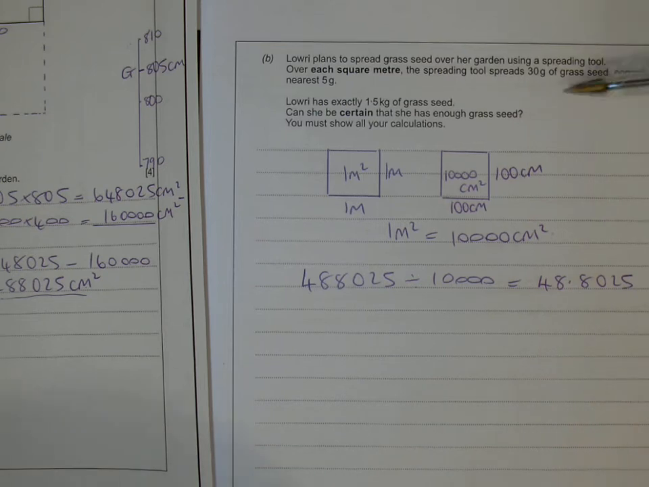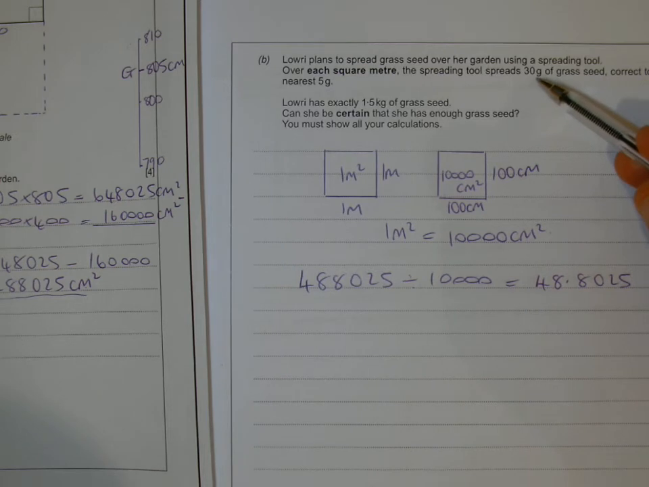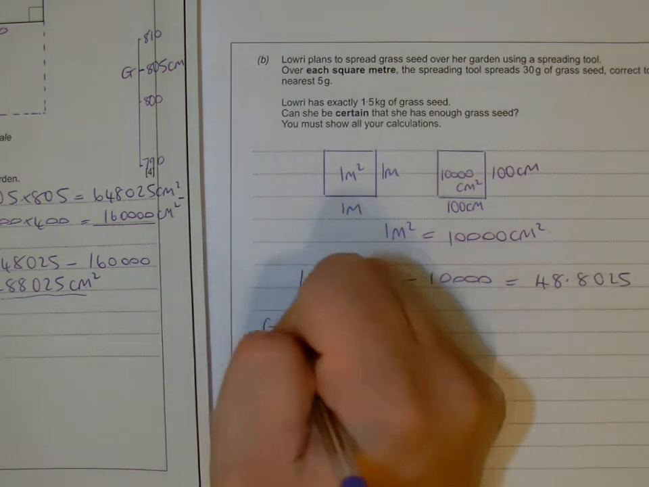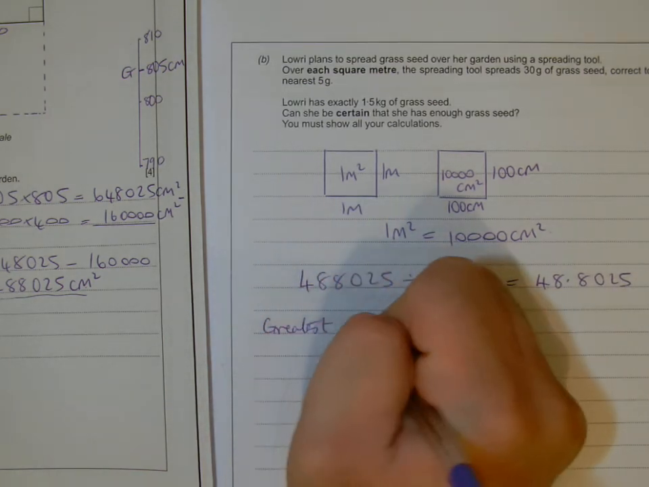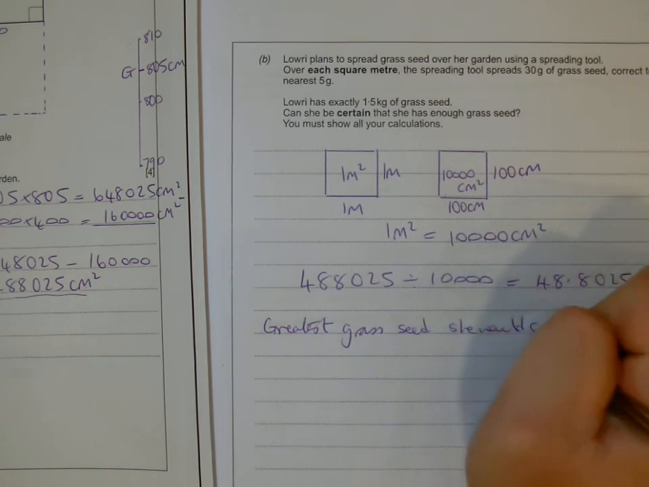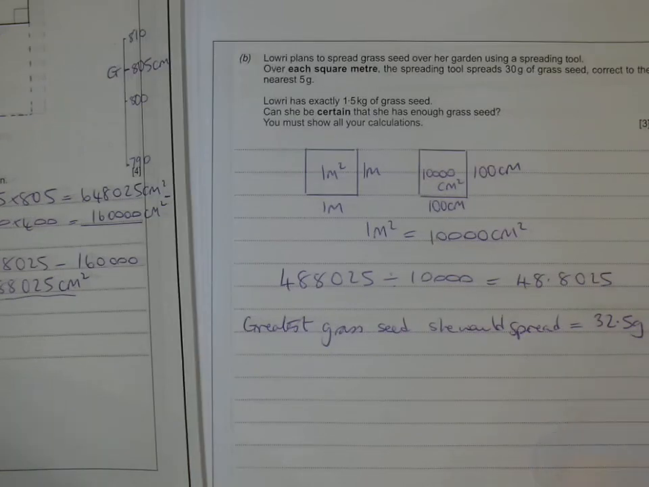Okay, so for every one of these, she can spread 30 grams of grass seed, but of course this is correct to the nearest 5 grams. So we need to think about worst case scenario. Okay, so that is certain she's got enough seed. So worst case scenario is she spreads the biggest amount of grass seed. So to the nearest 5 grams, the greatest grass seed she would spread would be 32.5 grams, yeah? Because it's to the nearest 5 grams, going up in 5s. So that would be the greatest.